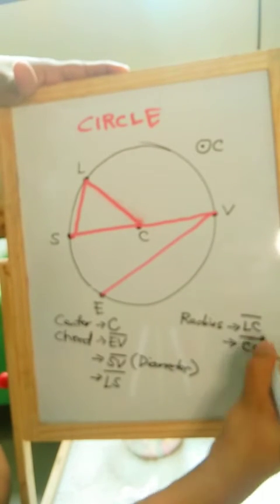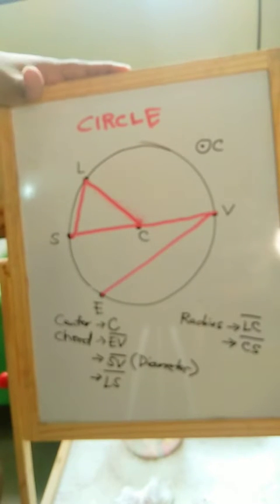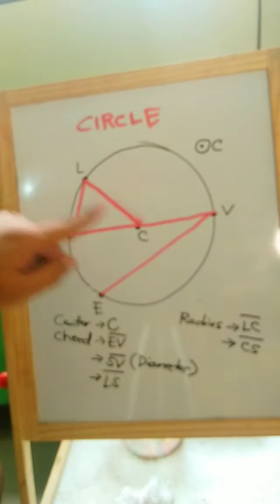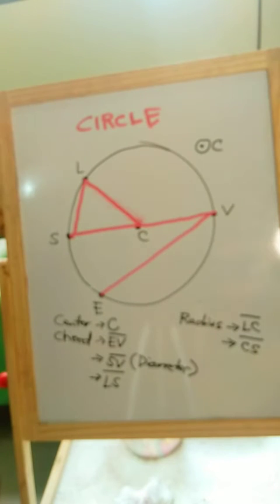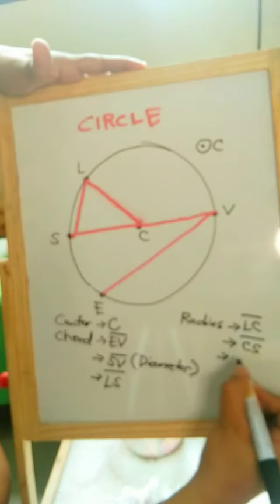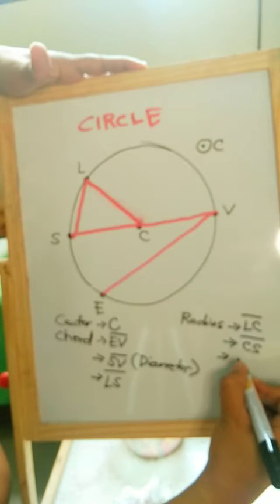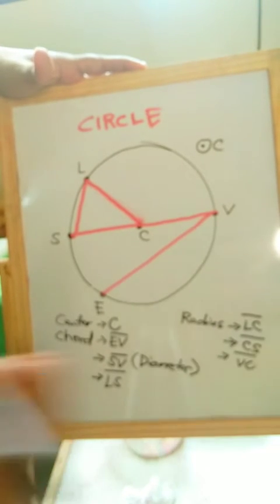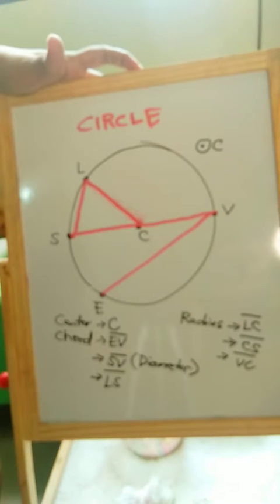CS. Sir, sino po ba ang inuuna dapat isulat? Yung center po ba o yung endpoint pag sinulat yung radius? Walang kaso kahit magkabaliktad yung dalawa. As long as yung isa doon ay point ng circle at yung isa doon ay yung center, radius ang tawag sa kanya. And then we have another radius which is segment VC.